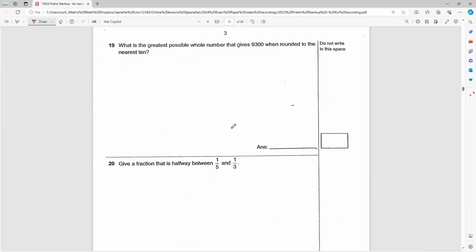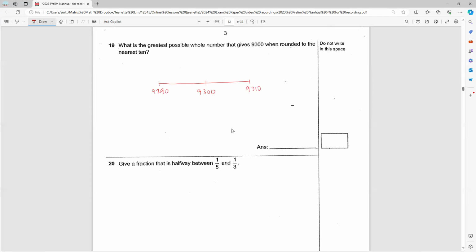Question 19. What is the greatest possible whole number that gives 9,300 when rounded off to the nearest 10? Okay, so I use a number line. 9,300, rounded off to the nearest 10. I'm going to go plus 10 and minus 10. So minus 10, this is 9,290. Plus 10, this is 9,310.